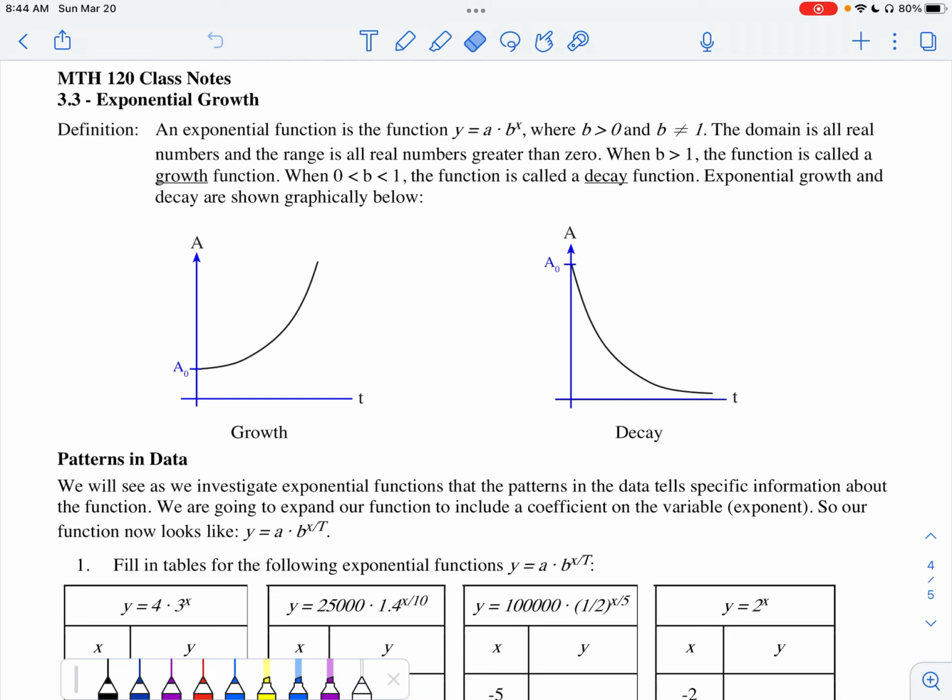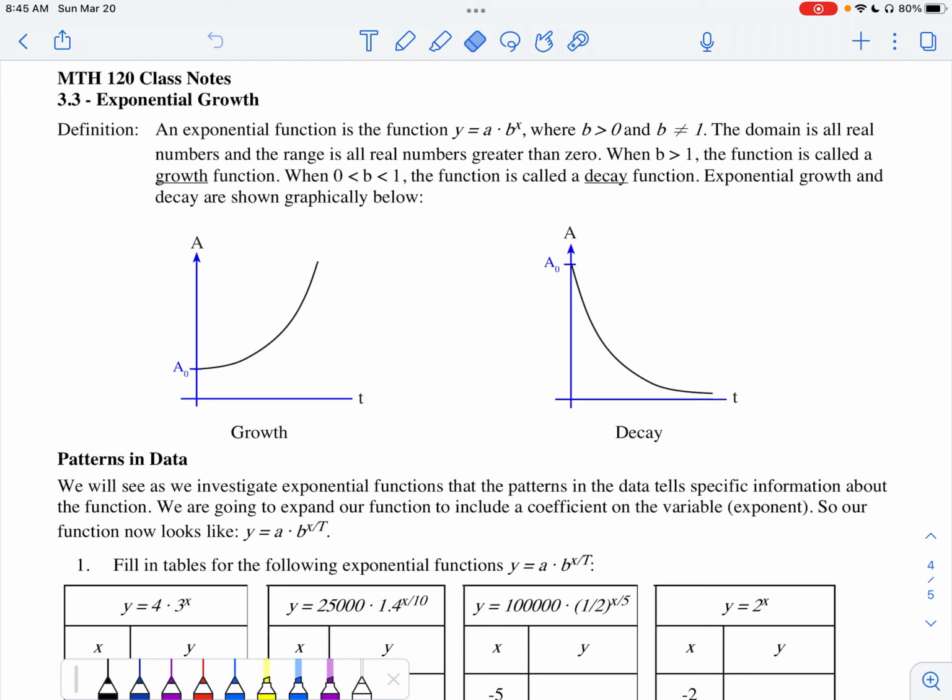To give you a definition here, an exponential function is anything of the form y is equal to a times b to the power of x, where b has to be greater than 0 and it also can't be equal to 1. The domain of these equations is all real numbers, and the range is anything greater than 0. So remember, domain is our x's and range is our y's. So the x's can be anything, but the y's will always be greater than 0.